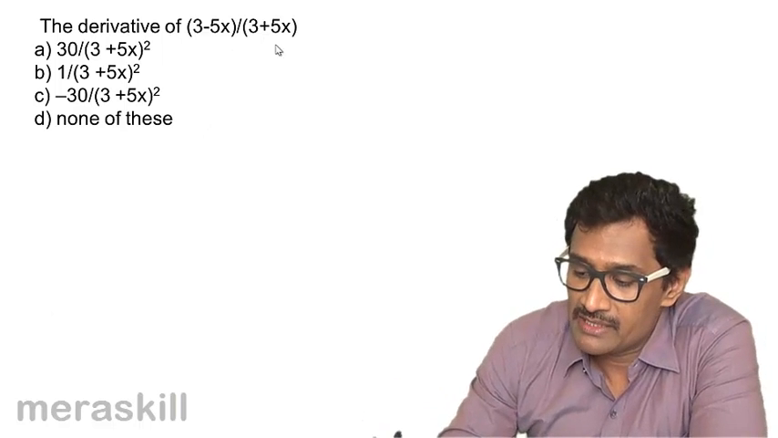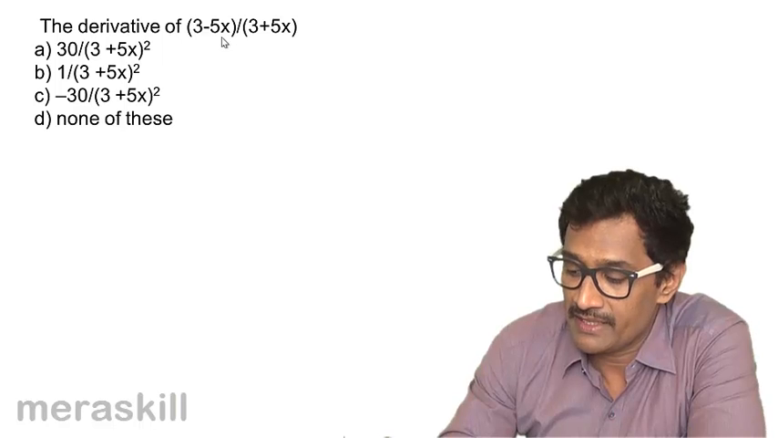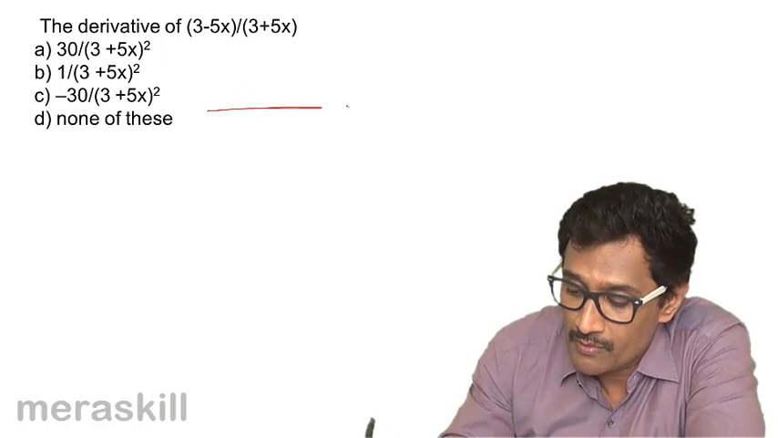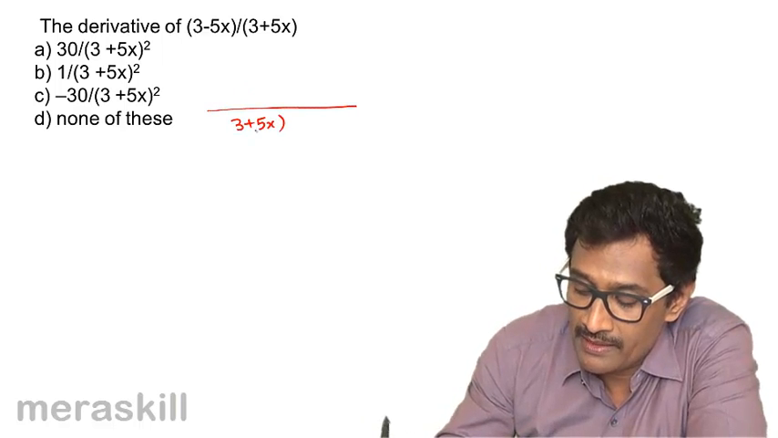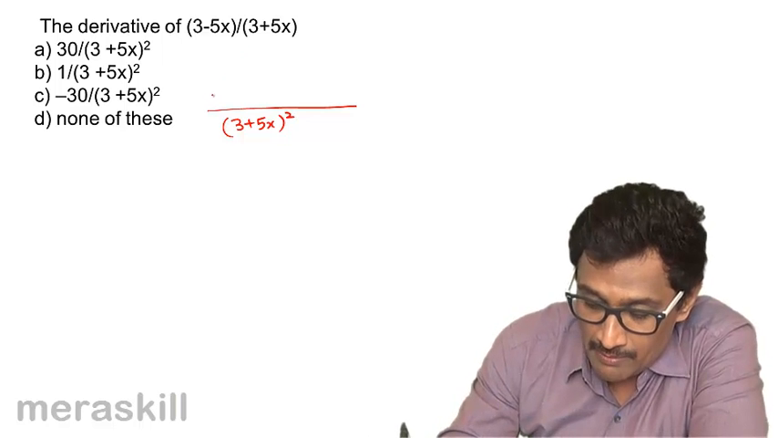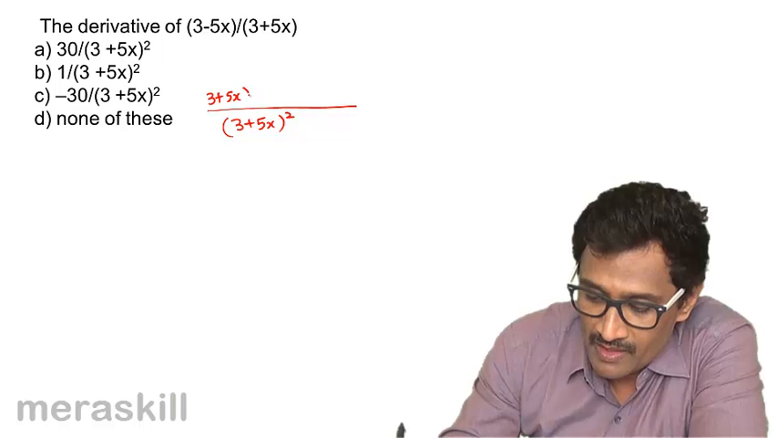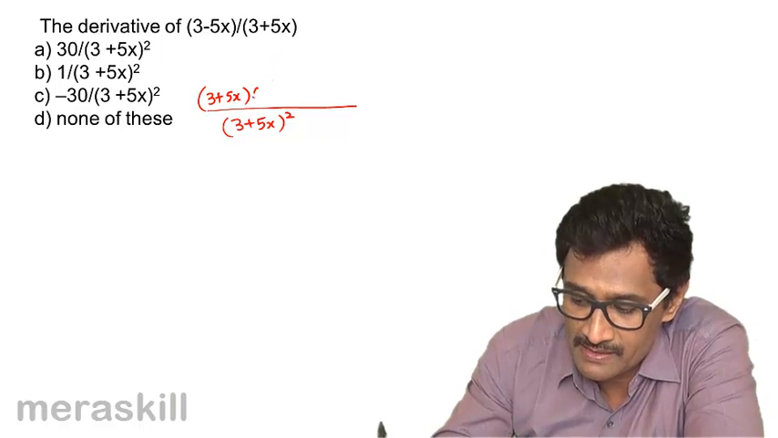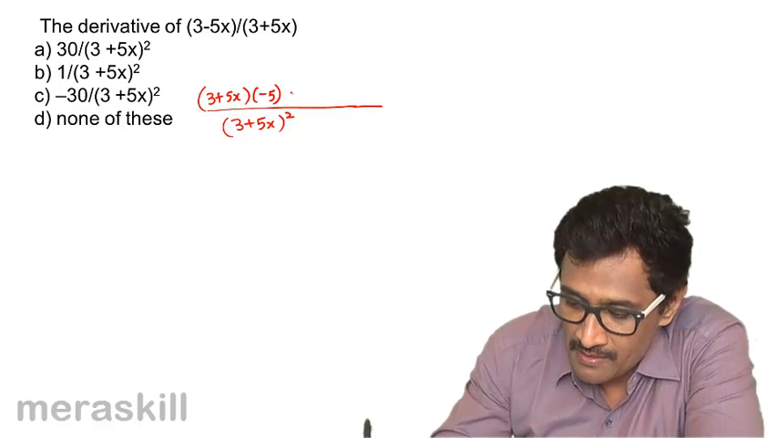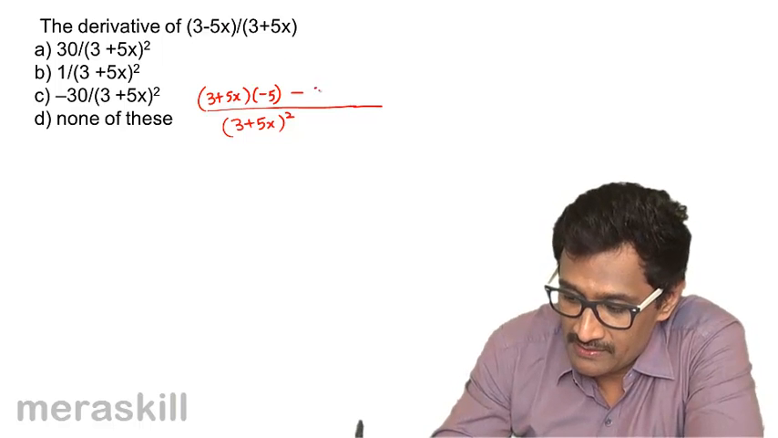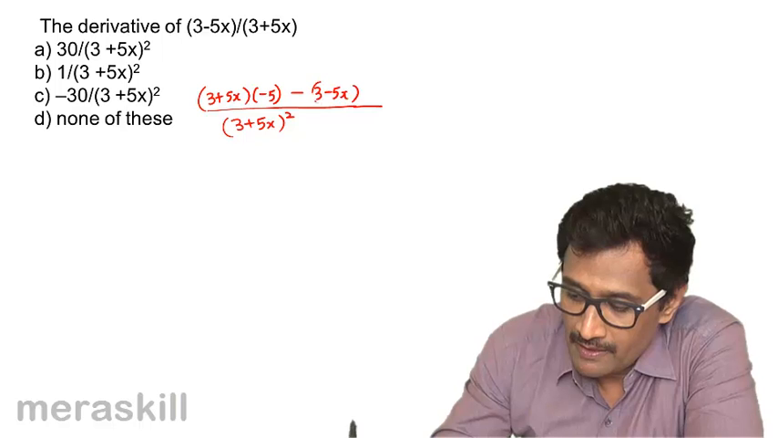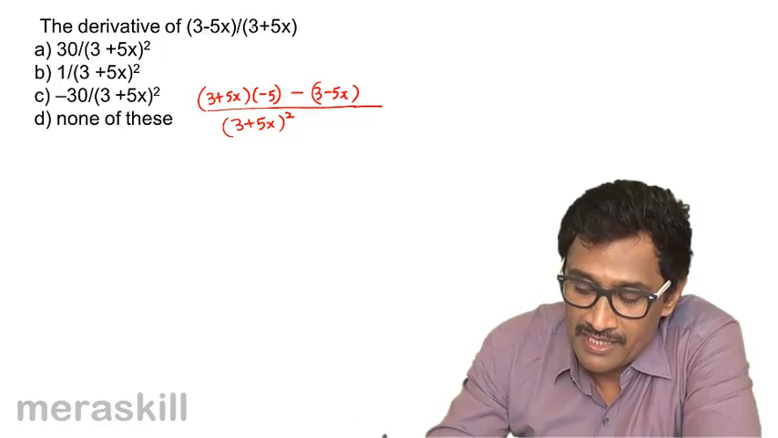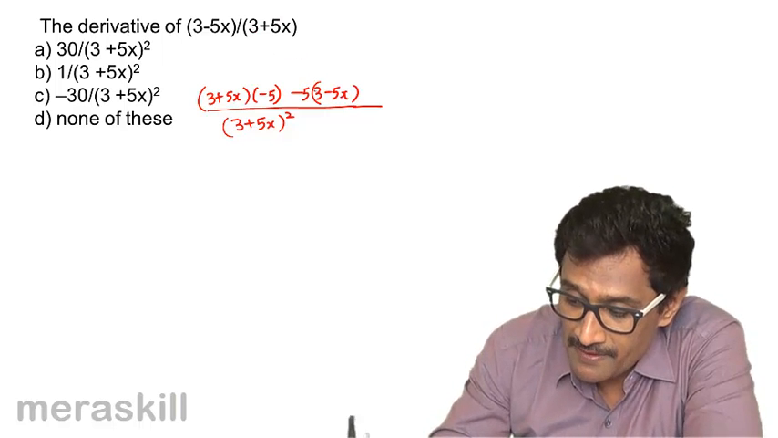Okay. The derivative of 3 minus 5x upon 3 plus 5x the whole square. It has to have the whole square, so it's going to be the denominator the whole square, 3 plus 5x the whole square, into the numerator, which will have the denominator into derivative of 3 minus 5x. D by dx of 3 is 0, d by dx of minus 5x is minus 5. Then minus the numerator, that is 3 minus 5x into d by dx of 3 plus 5x, which is going to be derivative of 3 is 0, derivative of 5x is 5.